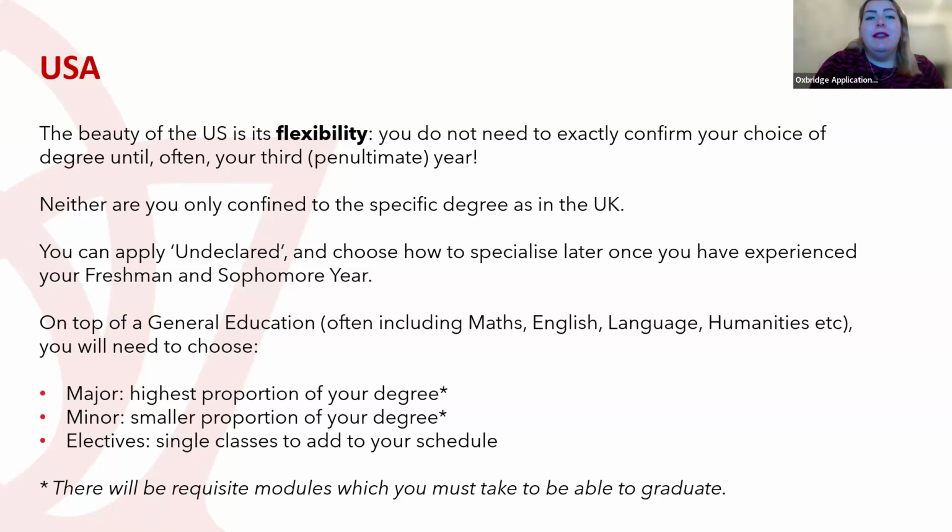There may also be some requisite modules that you must take on top of that general education. So for example, if you're wanting to major in, let's say, economics, then there are likely to be some mandatory mathematics classes that you will need to take to be able to be granted graduation. Or similarly, if you wanted to learn a language, you might be asked to complete a number of language modules to be able to call it a minor, for example.